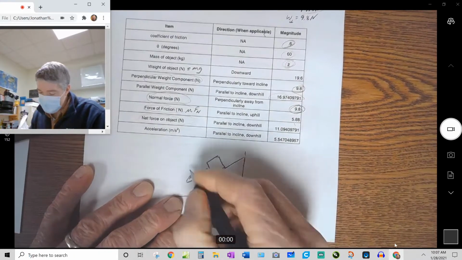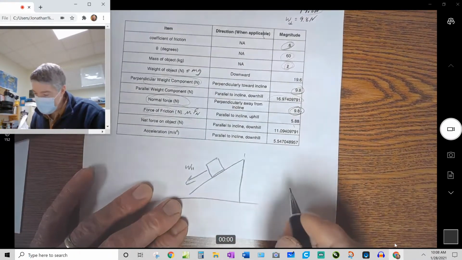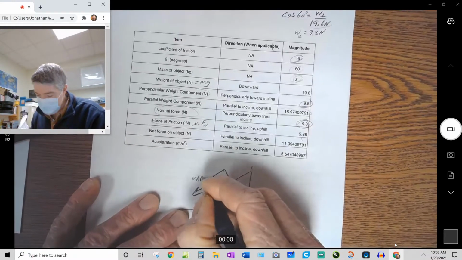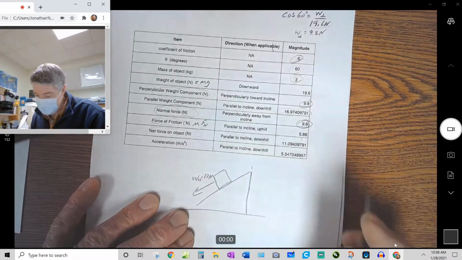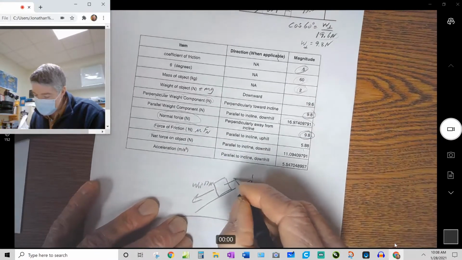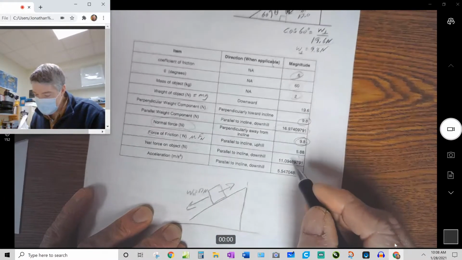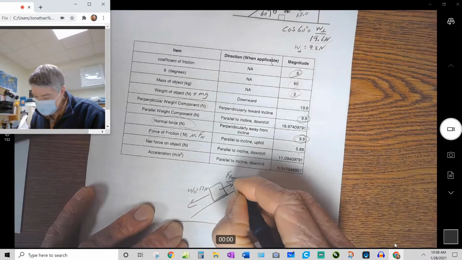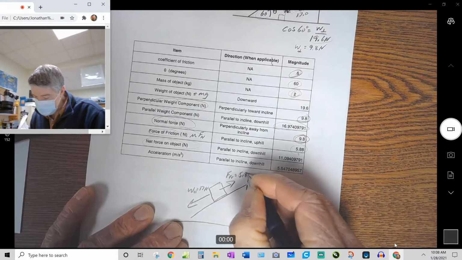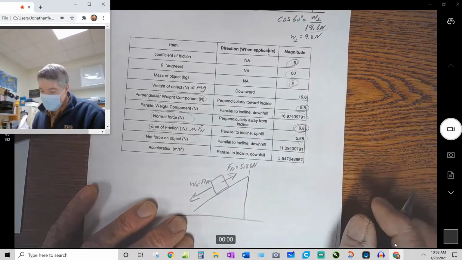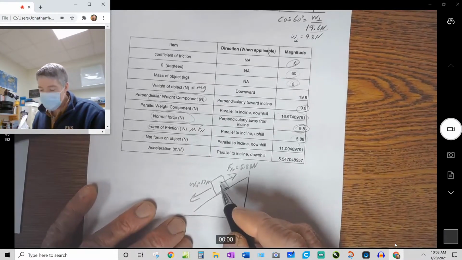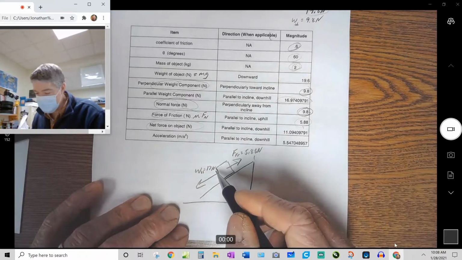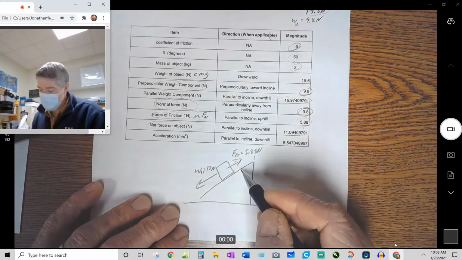So I've got the parallel component of weight, which is downhill, and that is 16.97, or I'll call it 17 newtons. And then I have the force of friction, which is uphill, which is 5.88. And then that's it. Those are the only two forces that don't cancel. So the net force is going to be these two added up.